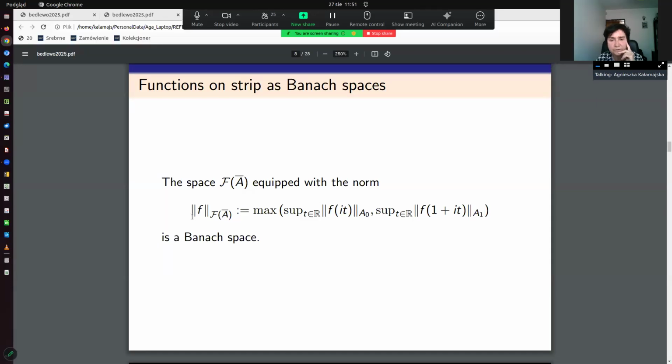It appears, which I omit, that indeed this is a Banach space. So this is a Banach space with such a norm. Functions defined on the strip.